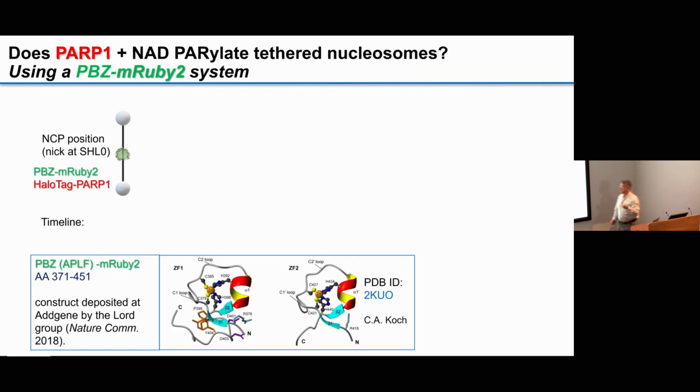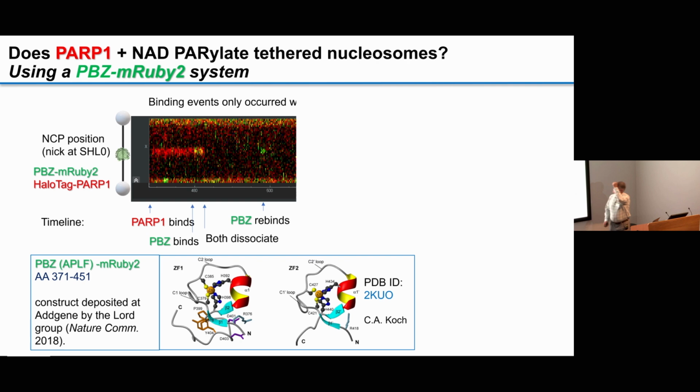And fortunately for us, Chris Lord's lab deposited in Addgene the PAR-binding zinc finger domain of APLF. It's two zinc fingers that bind very tightly to PAR, and he used it in real-time analysis in cells. And we were thinking, could we use it in the C-trap?